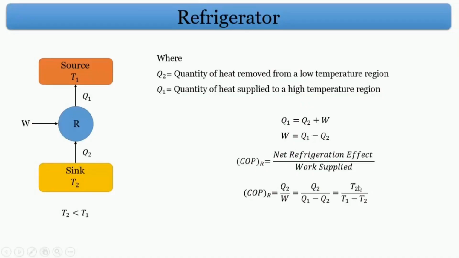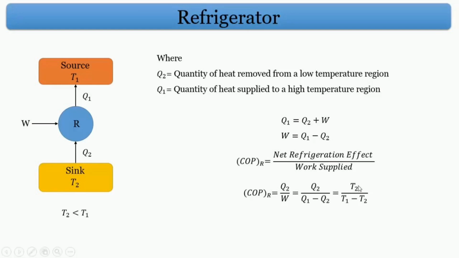A refrigerator is the reverse of a heat engine. Here the working substance extracts heat Q2 from the cold reservoir at temperature T2, some external work W is done on it, and heat Q1 is released to the hot reservoir at temperature T1. In a refrigerator, the working substance, usually in gaseous form, goes through the following steps.